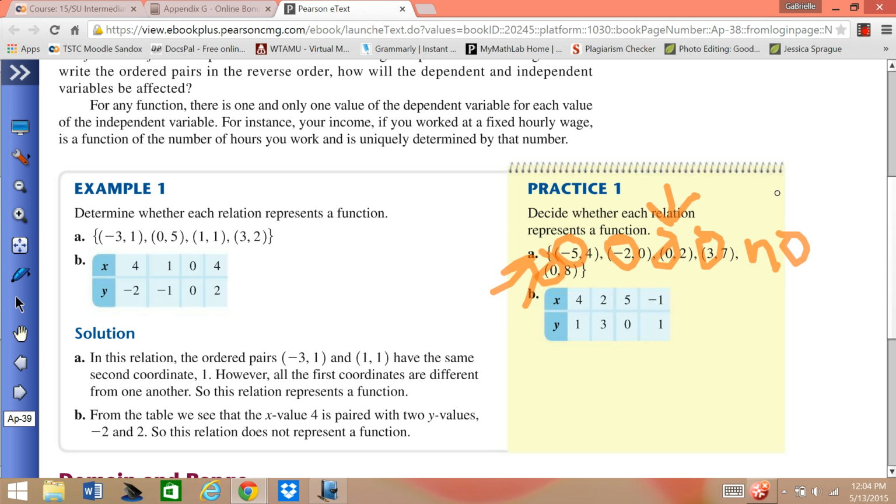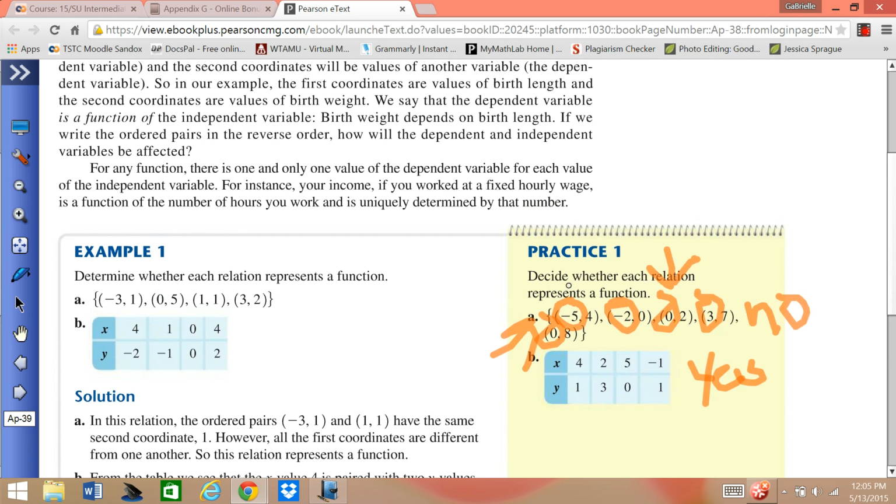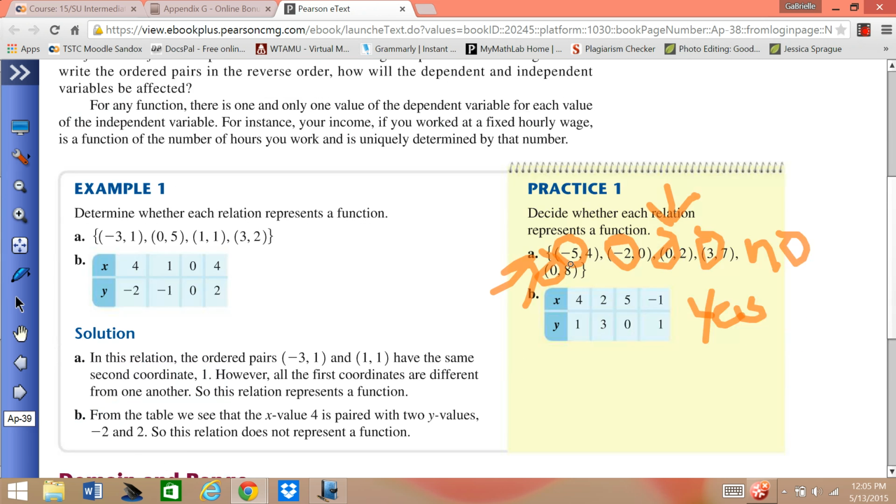Now look at B. Remember, you look at the first coordinates. So B has 4, 2, 5, and -1. Based on the definition, remember you cannot repeat the first x value. Those have different x values, so we would say yes, practice 1B is a function. Now that we understand what a function is, remember a function is a relation in which no 2 ordered pairs have the same first coordinates.